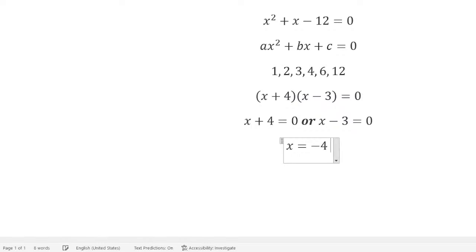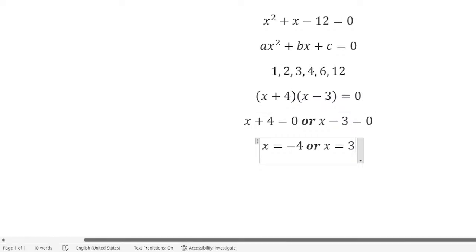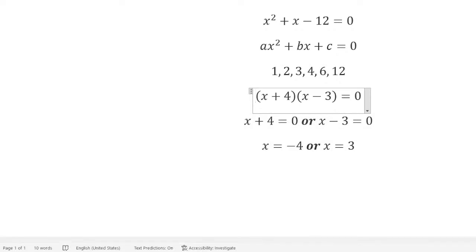Or x is equal to positive 3. So these are the two possible values. So you get 1 mark for each, and also 1 mark for the factors, which will be 3 marks.